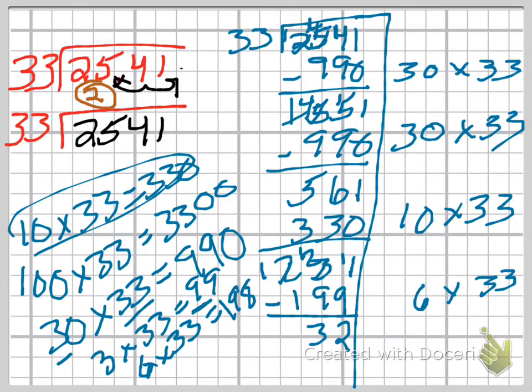I have 32 left. No! I messed up in my subtraction somewhere. How could I have 32 left? I'm not supposed to have a remainder. What could be going on? I must stop and think. Oh, what was I thinking? 199 is what I wrote here, but 6 groups of 33 is 198.